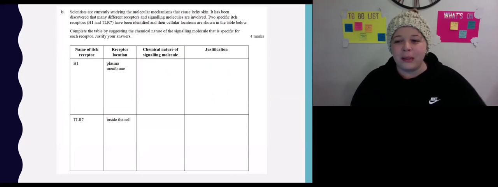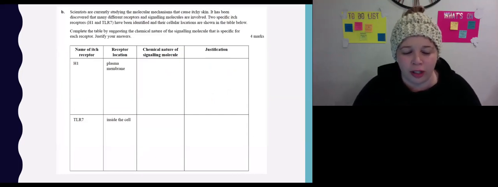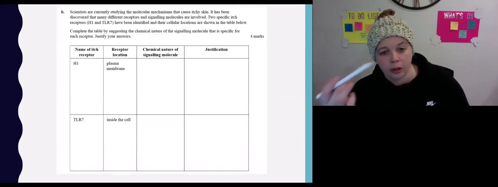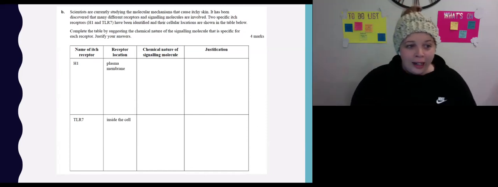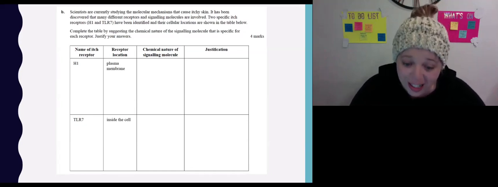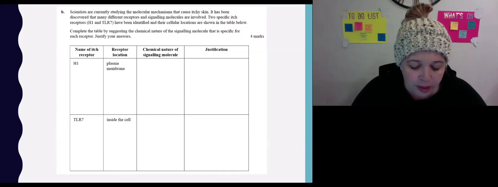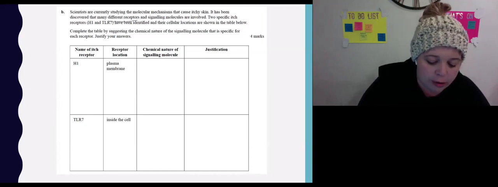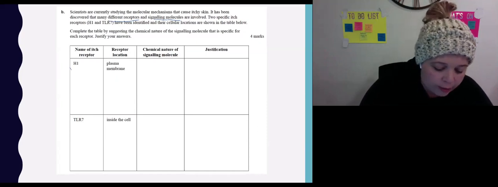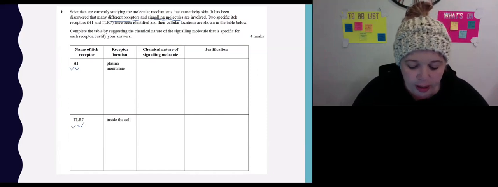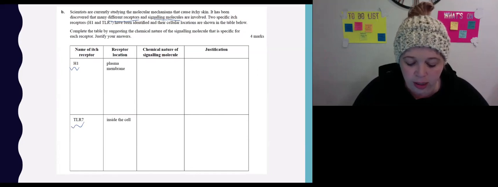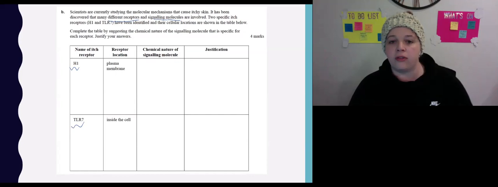All right, this is a pretty typical question when it comes to hydrophilic and hydrophobic molecules. So I'll get you to pause and then we'll go through it. All right, welcome back. Scientists are currently studying the molecular mechanisms that cause itchy skin. It has been discovered that many different receptors and signaling molecules are involved. Two specific itch receptors, H1 and TLR7, have been identified and their cellular locations are shown in the table below. Complete the table by suggesting the chemical nature of the signaling molecule and justify your response.